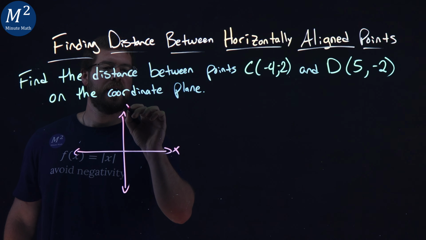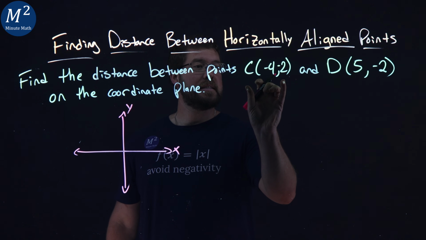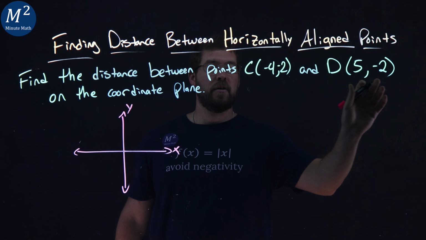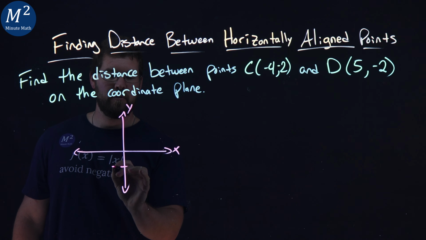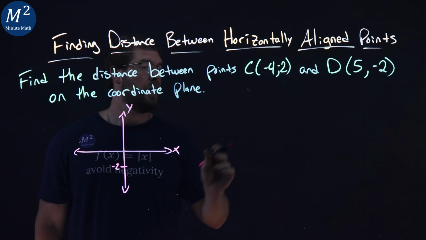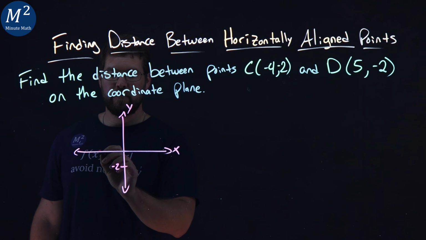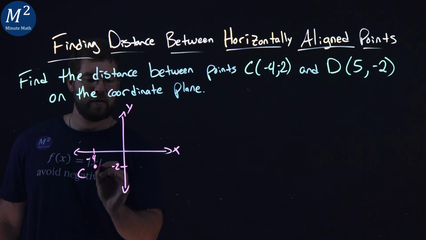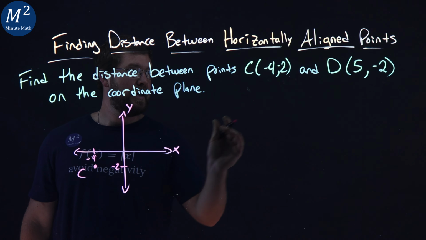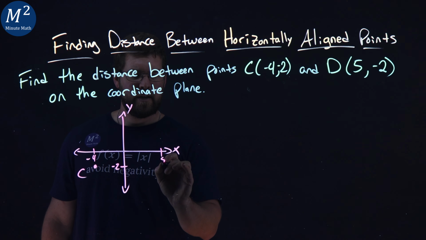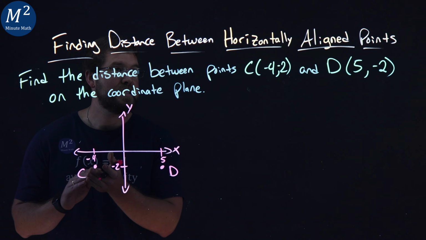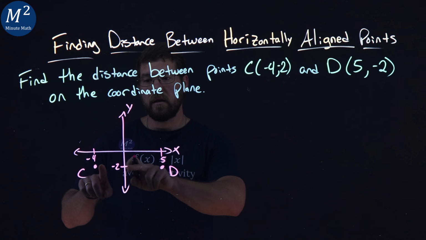We have our X and Y here, and our first points C and D. These 2 points both share the same Y value of -2. So we have -2 right here. C has an X value of -4, so we have -4, like right here, that's going to be C. And D has an X value of +5, about here. And that point right there is D. So we can see they're horizontally aligned here.